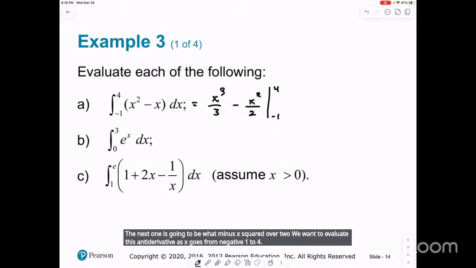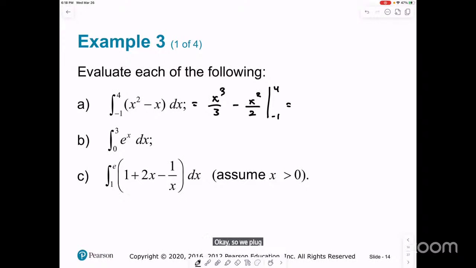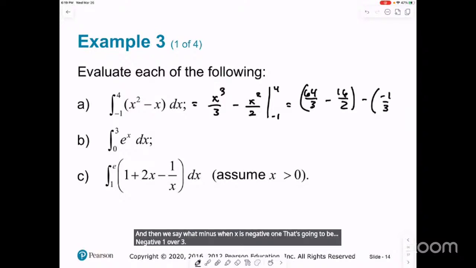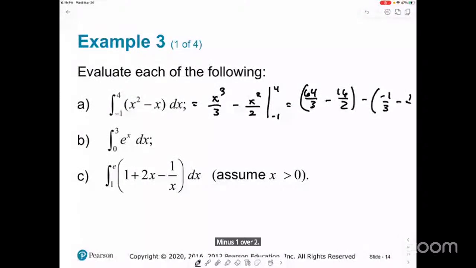Okay, so we plug in 4. 16 times 4 is 40 plus 24, 64. That's going to be 64 over 3 minus what? 16 over 2. And then we say what? Minus when x is -1. That's going to be -1 over 3 minus 1 over 2. Okay, so then we just do this evaluation. 6 and 4 is what? 10.